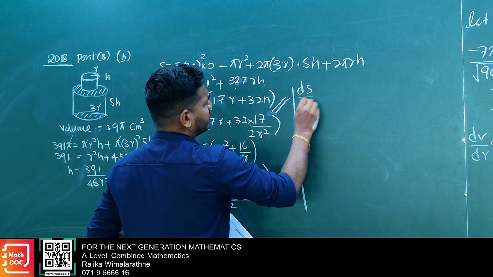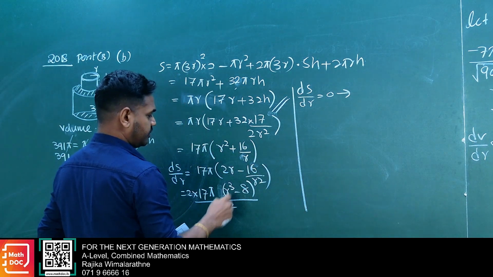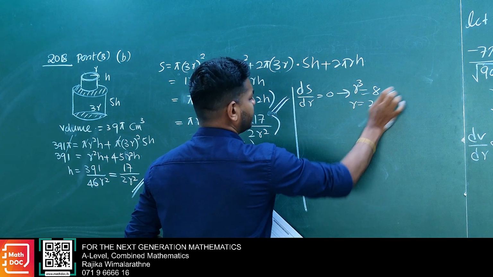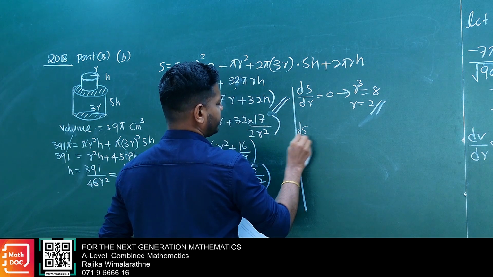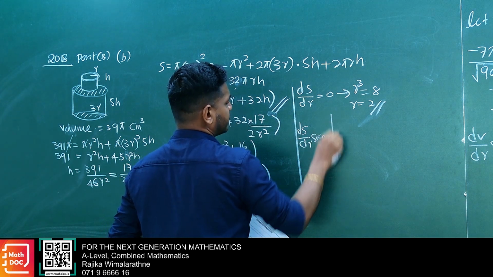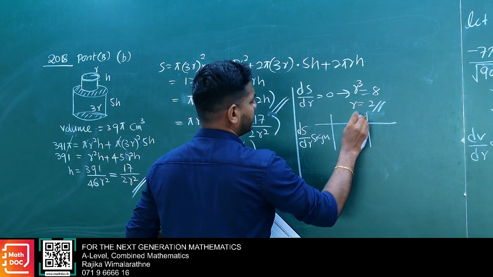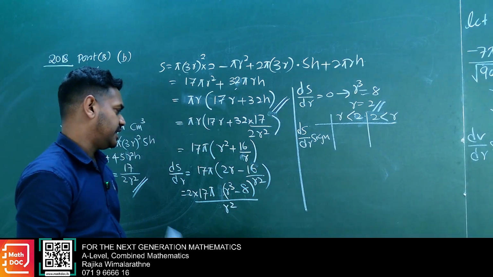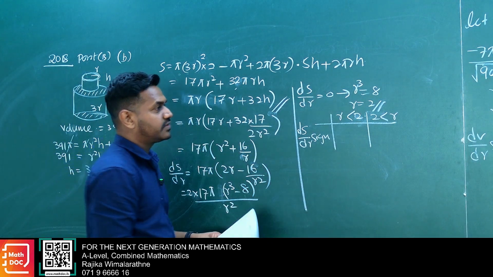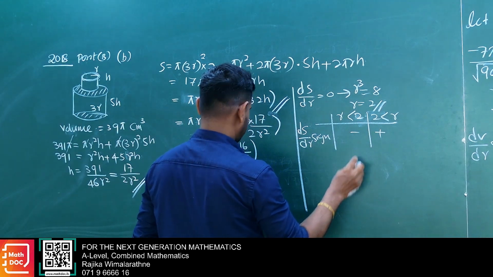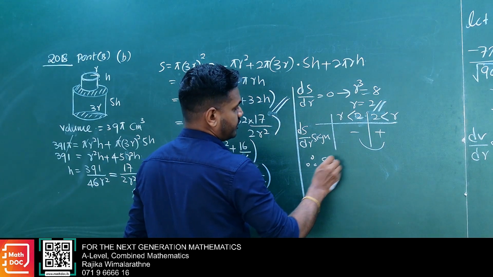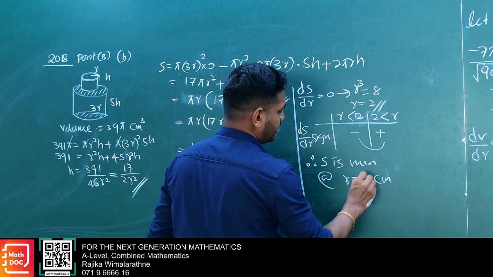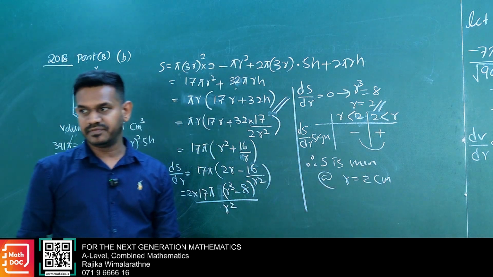Now dS over dr equals 0, then r cubed equals 8, r equals 2. Here the possible r value. Then check the sign of dS over dr, less than 2 and greater than 2. Less than 2 negative, greater than 2 positive. Minimum. So r equals 2 centimeters. When r is 2, we get the minimum surface area.